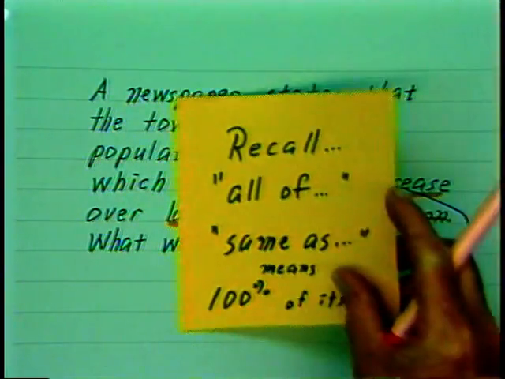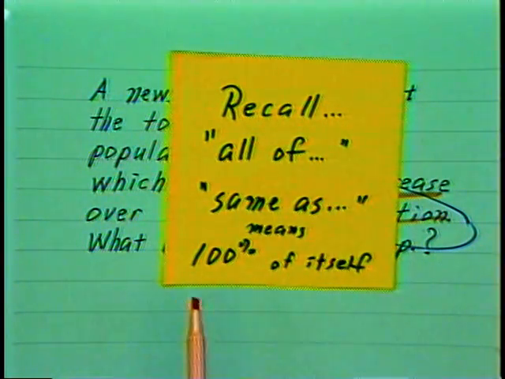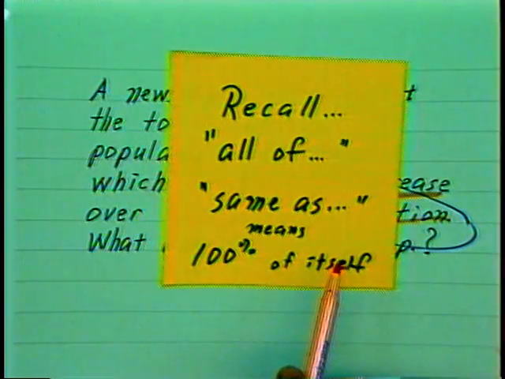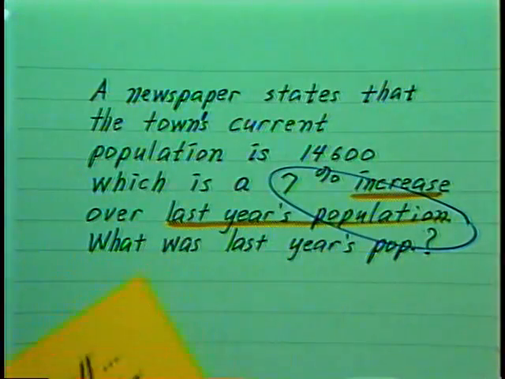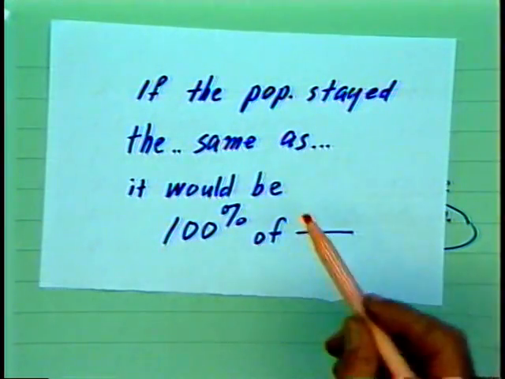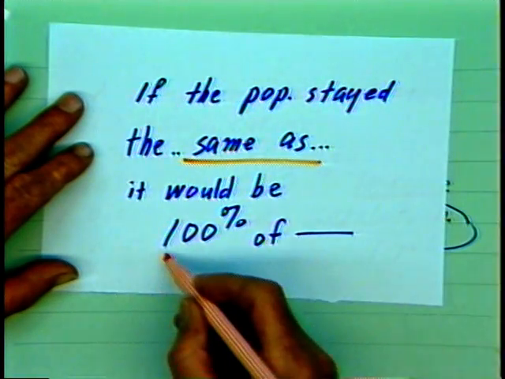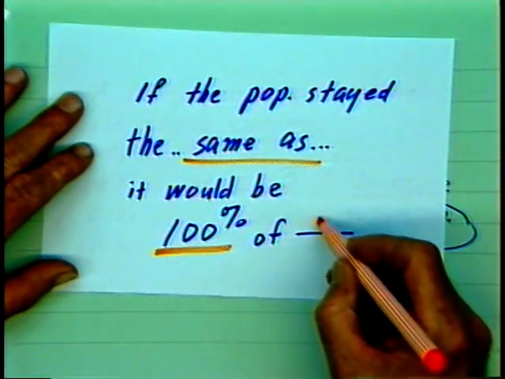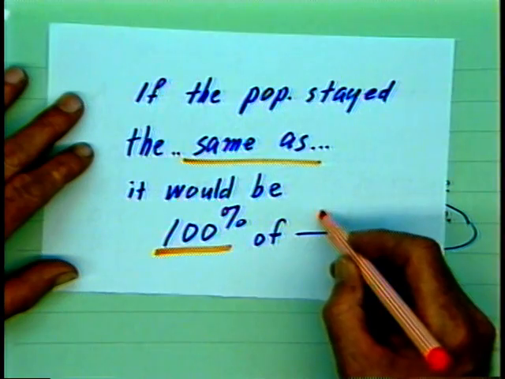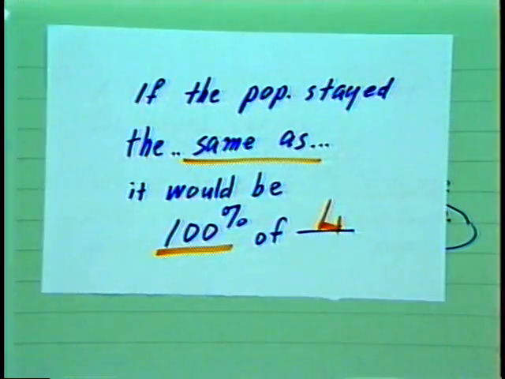Now, recall this from the beginning of our study of percents. Whenever we use the words "all of" or "the same as," then you have 100% of something. Therefore, if the population stayed the same as, again that word "same as," it would be 100% of what it was. Let's call it L for last year's population.